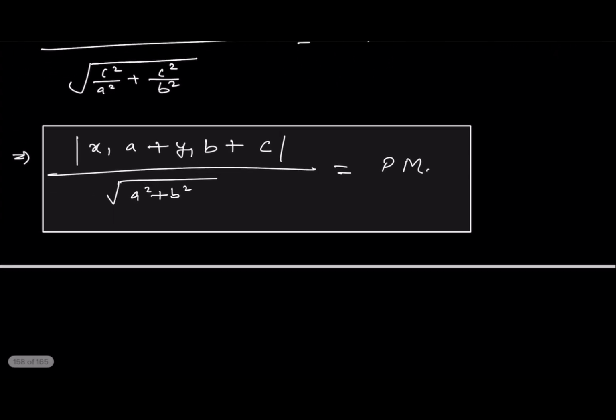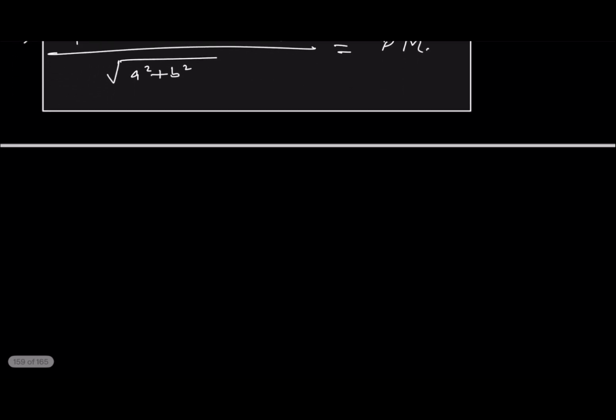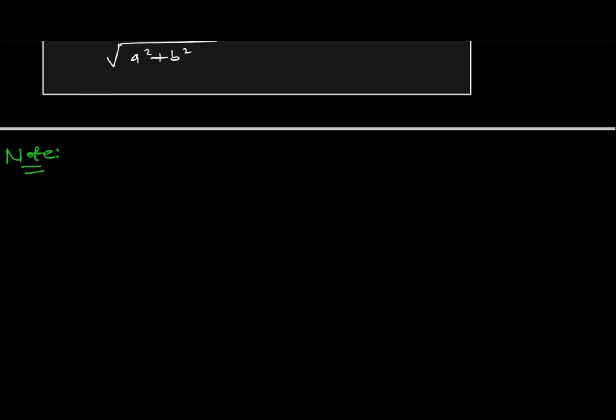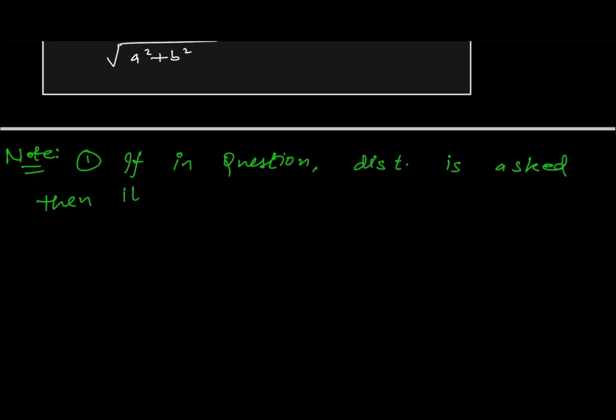Now make note. Point number one, if in the question distance is asked, then it is perpendicular distance unless otherwise stated. Means if someone is asking distance of a point from a line, then it will be perpendicular distance.